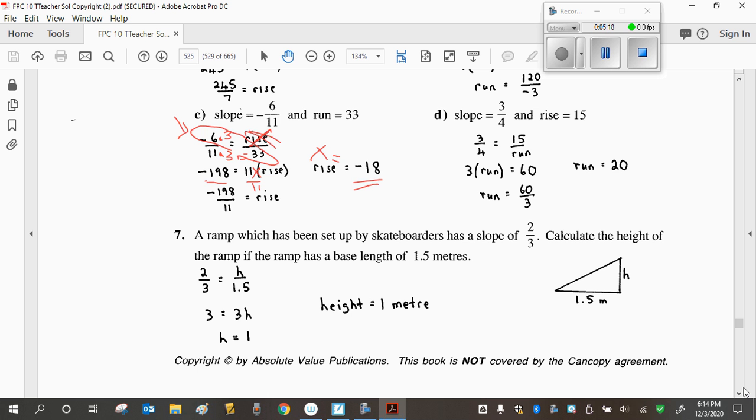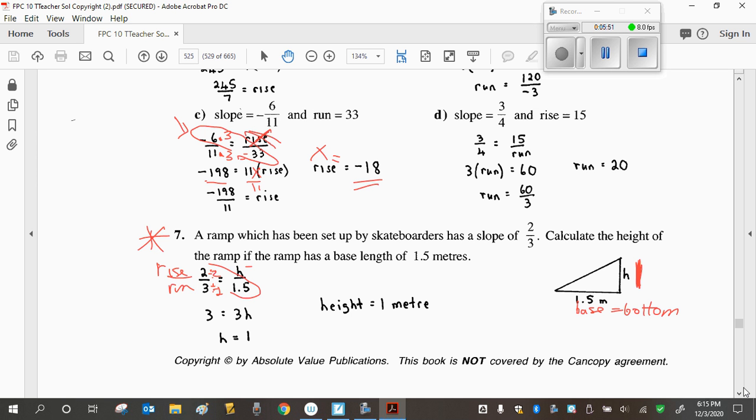Seven's a goodie because I don't use rise over run, but height. You can guess whether it's rise or run. And then the base, make sure you know what base means: bottom. We did that in tricky word problems. So slope equals 2 over 3. So 2 over 3 equals rise over run. So what's the rise? h. What's the run? And if you know this is divided by 2, you can divide by 2 to get h equals 1, but you might not.